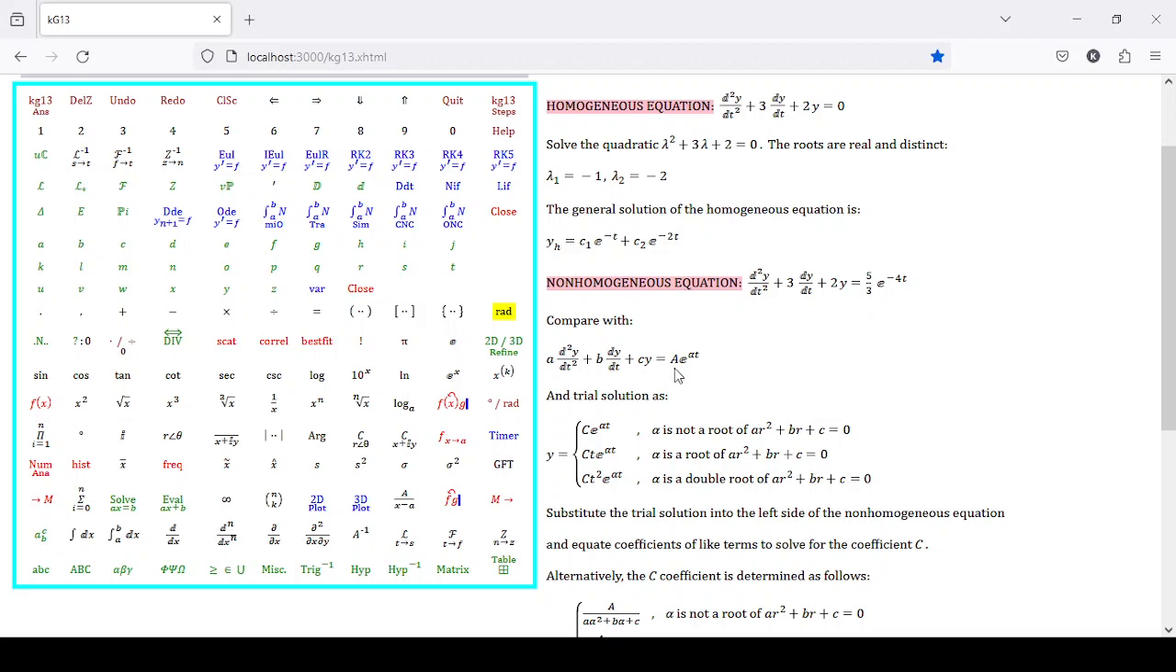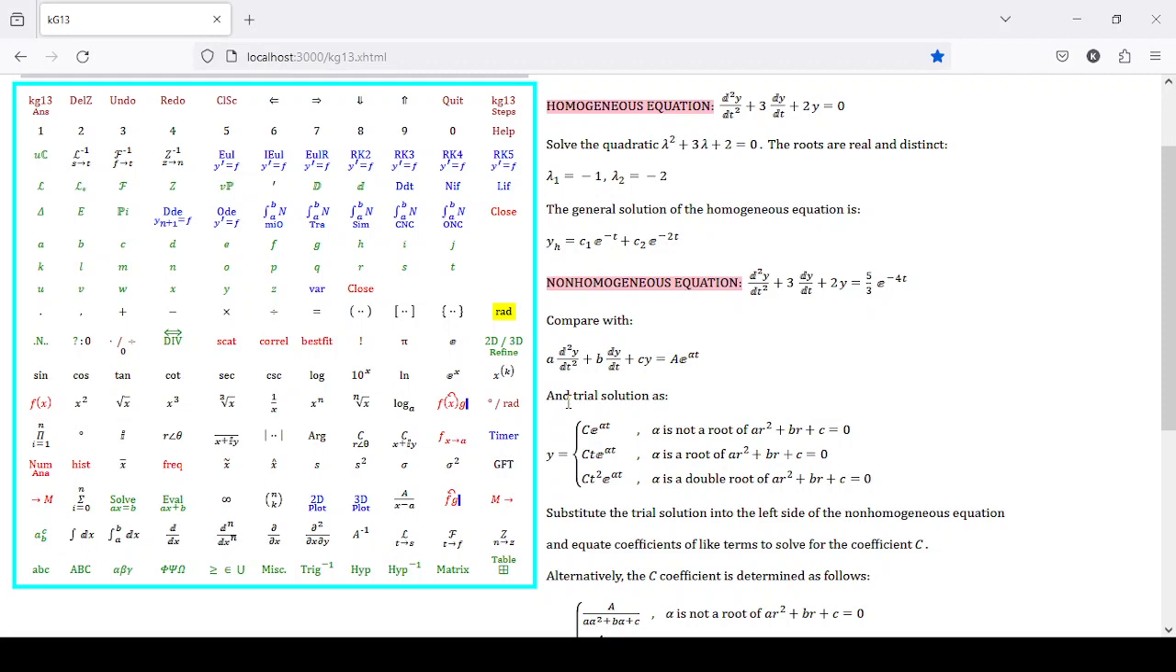Capital A is the coefficient of this exponential. In our case, it is 5 over 3. Alpha is the coefficient in the index. In our case, it is minus 4. We will refer to a, b, c, capital A, alpha below.